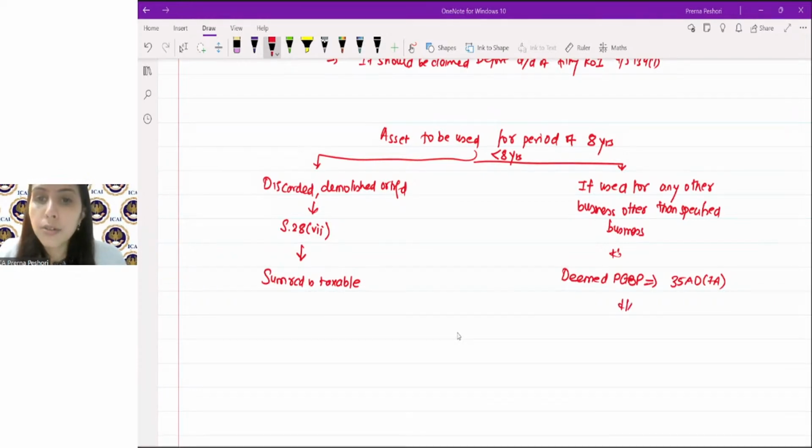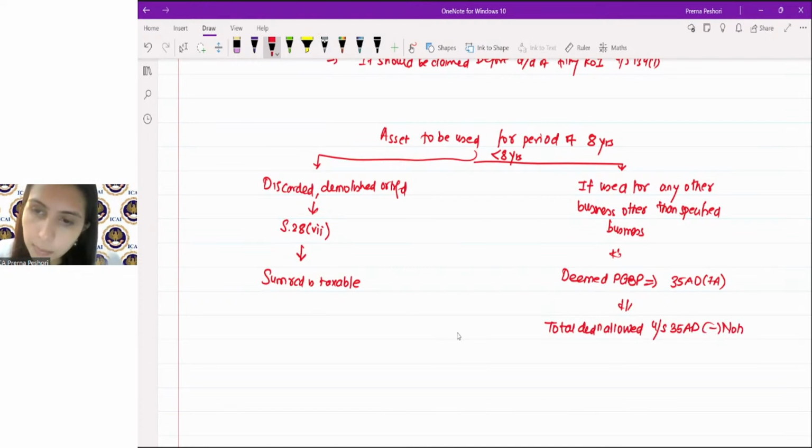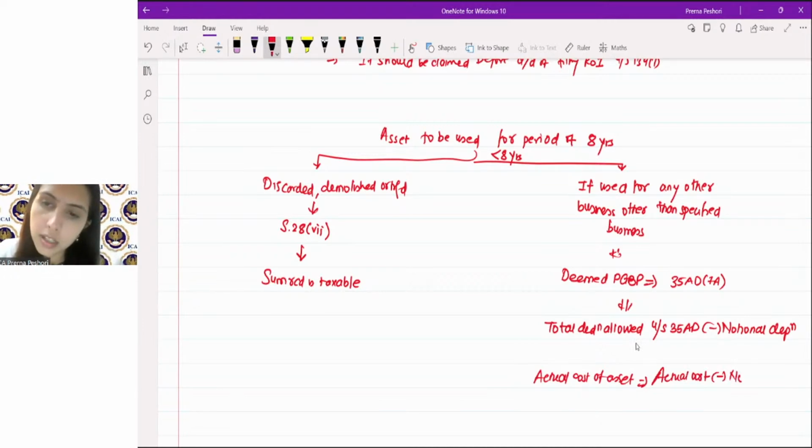And what will be the income? The income will be the total deduction allowed under section 35AD minus the notional depreciation on that asset, as if the deduction had not been allowed. So amount of deduction claimed minus notional depreciation, that will be considered as deemed income. And what will be the actual cost of asset if it is transferred to other business? It will be actual cost minus notional depreciation. Are we clear? Any doubt?